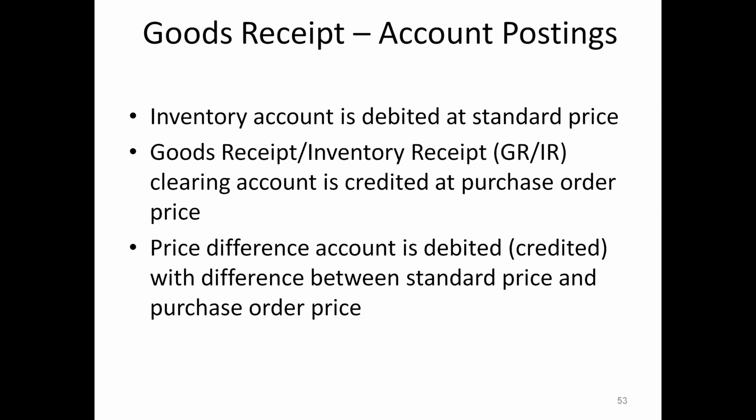Okay, account posting. Inventory account is debited at the standard price. When you do the goods receipt, what happens? First, the inventory account is debited at standard price. This is the integration between MM and FI. GRIR account is credited at the purchase order price. And if there is any difference between the standard price and the purchase order price, the price difference is debited or credited based on the loss or profit.